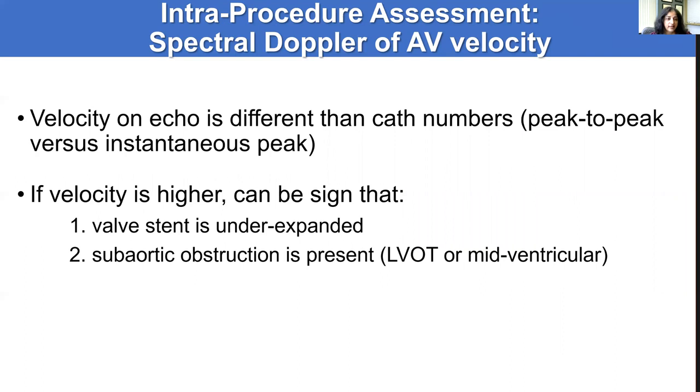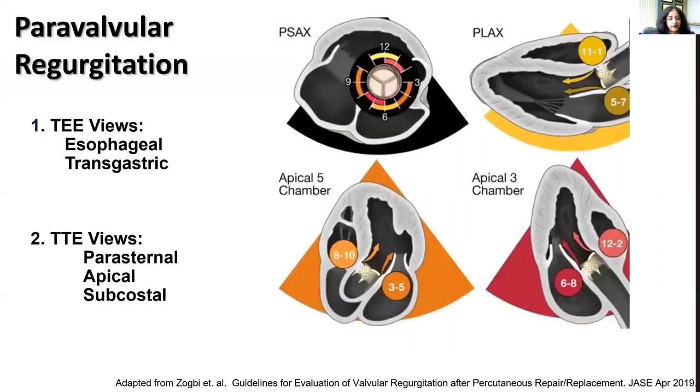Spectral Doppler of aortic valve velocity can also help. Remember, velocities are slightly different on echo versus cath. But if the velocity is higher, it can be a sign that the valve stent is underexpanded, or in cases with small ventricles, very thick hearts, that there's some other type of subaortic obstruction that is present.